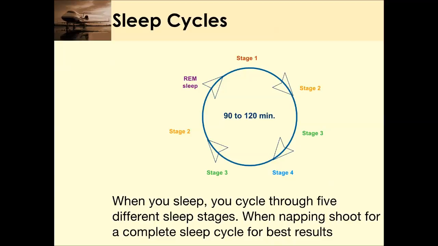Stages 3 and 4 are deep slumber, and this is a very restorative phase. This is when your body is doing all the repairing. Stage 5 is known as REM, or rapid eye movement sleep, and it's a stage of sleep where you dream. Like I mentioned before, a complete sleep cycle can be between 90 and 120 minutes. A typical sleep will move through the cycle several times a night, but each cycle will vary in length.